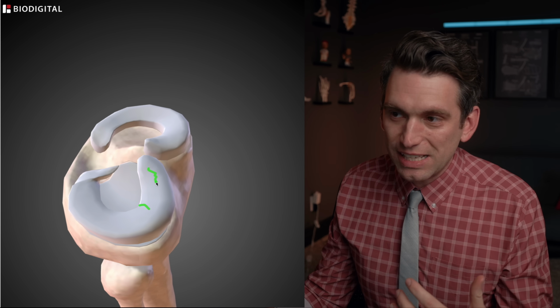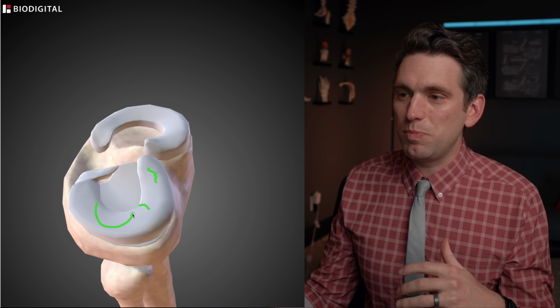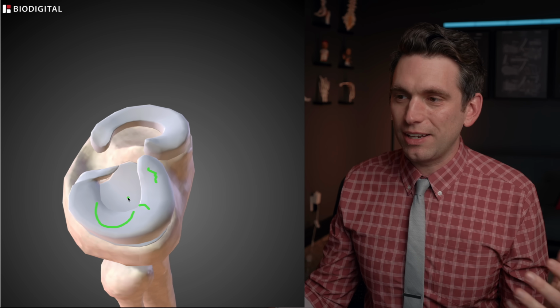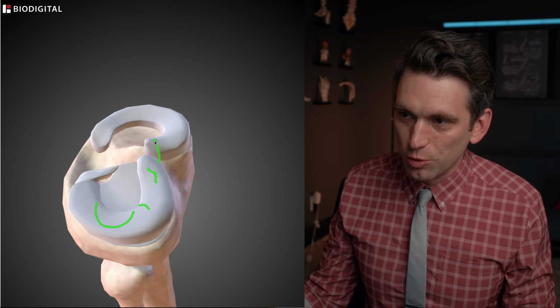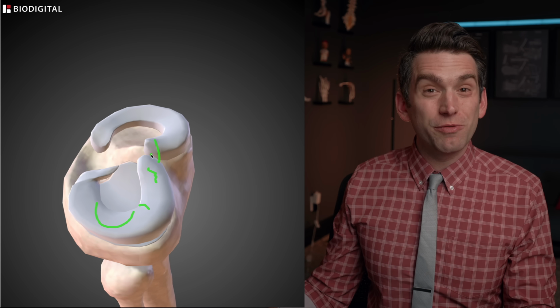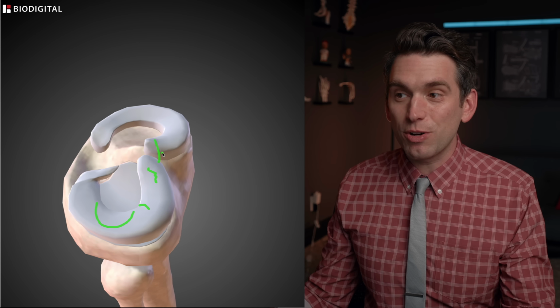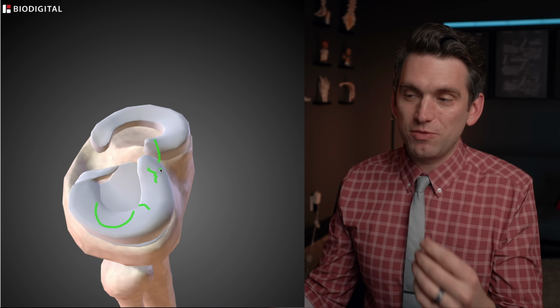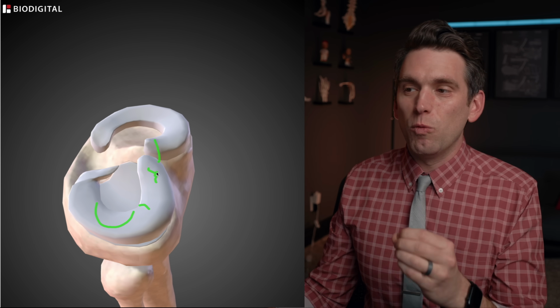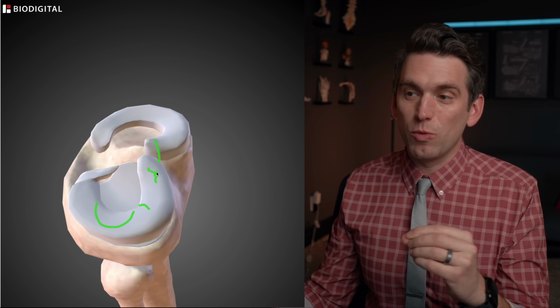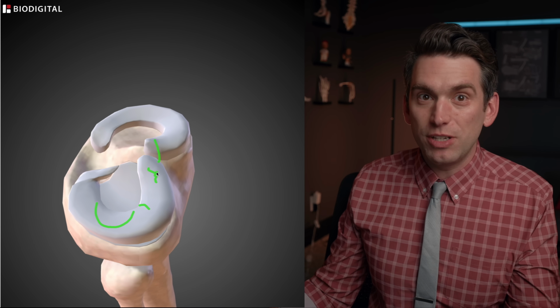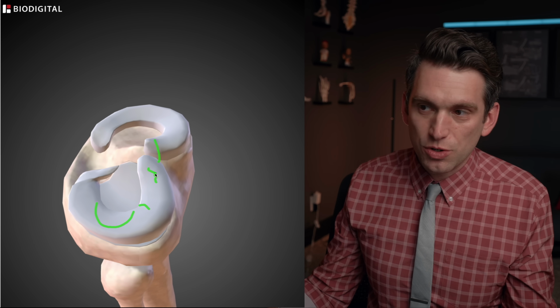You can have just a slight little area of fraying. You might have this big flap, unstable bucket handle tear. You could have a complete root avulsion. There is so much variety in meniscus tears. This is why orthopedic surgeons get paid the big bucks, because you've got to be able to decide what's a true new symptomatic tear, what's sort of expected activity-related result of previous surgery or injuries.